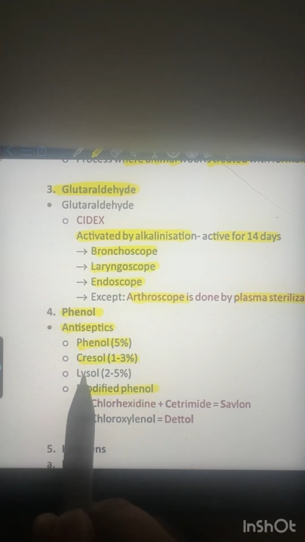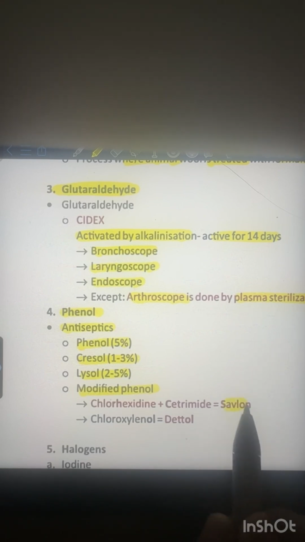So if I ask you, what is the combination of chlorhexidine and cetrimide? That is known as Savlon. Whereas chlorxylenol is going to be Dettol. How will I learn it? So simple. Dettol, chlorxylenol. Simple. Dettol is going to have chlorxylenol.